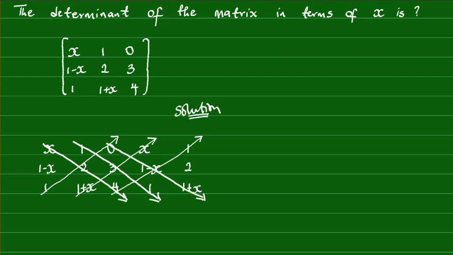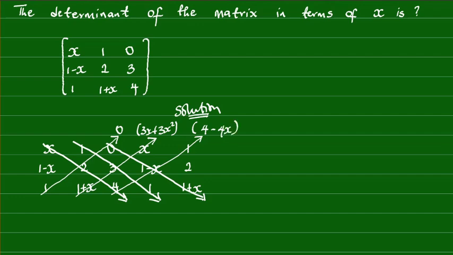All right, next we proceed to multiply the elements falling within each diagonal line. So we have 1 times 2 times 0 gives us 0. 1 plus x times 3 times x, this gives us brackets open, 3x plus 3x squared, bracket close. Next we have 4 times 1 minus x times 1, this gives us brackets open, 4 minus 4x, bracket close.